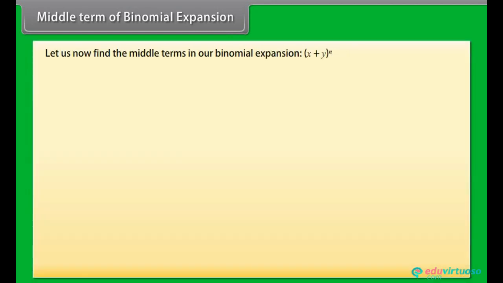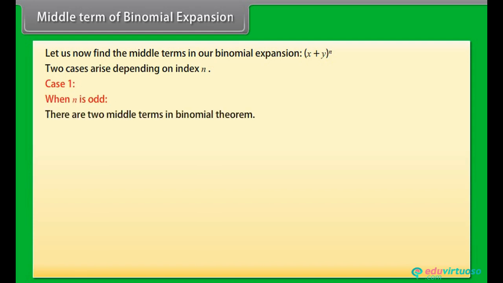Middle term of binomial expansion. Let us now find the middle terms in the binomial expansion x plus y raised to power n. Two cases arise depending on index n. Case 1: when n is odd. There are two middle terms in the binomial theorem: n plus 1 by 2th term and n plus 1 by 2 plus 1th term.